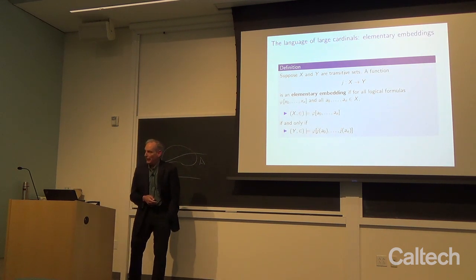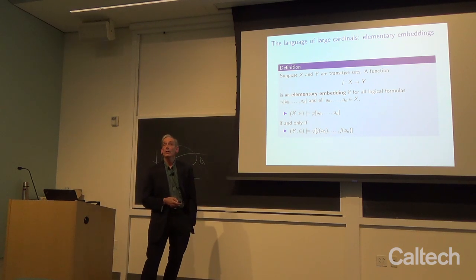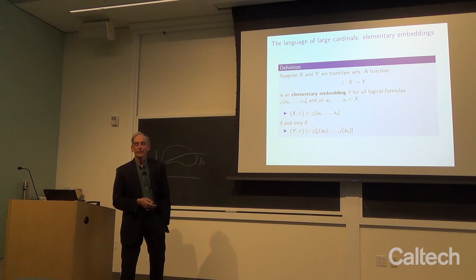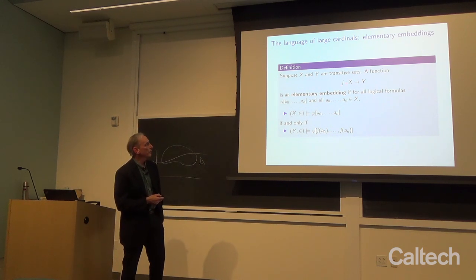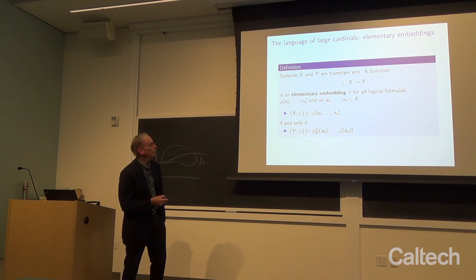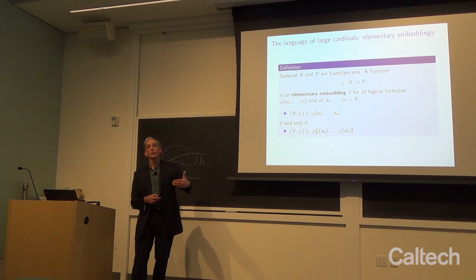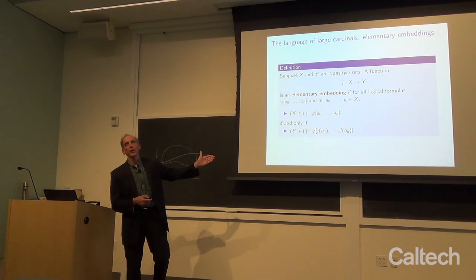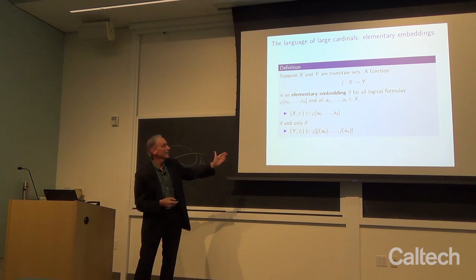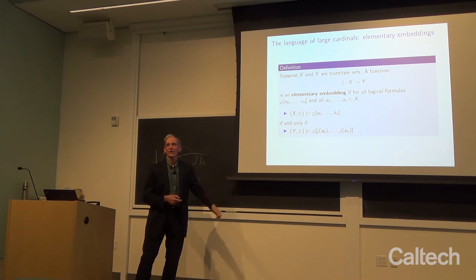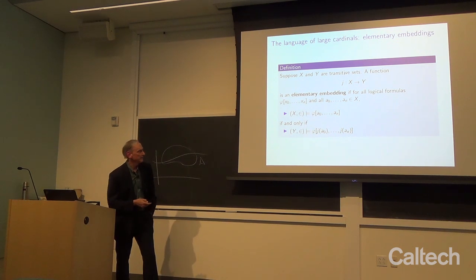So I need to tell you a little bit about the language of large cardinals, how they're formulated now. If you have two transitive sets, a function from one to the other is an elementary embedding if it preserves truth. So whenever you choose points in X and a formula, if X thinks that formula holds at those points, that holds if and only if Y thinks that same proposition holds about the image points. The embedding preserves truth. Now, isomorphisms are clearly elementary embeddings, but there are no non-trivial isomorphisms between transitive sets.